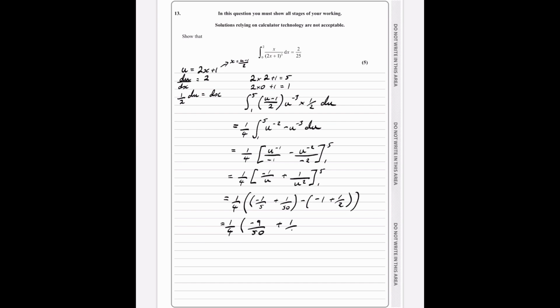Simplify everything, we get minus 9/50ths from the first one, and plus a half, which is a quarter of 16/50ths, and that simplifies to 2/25ths, which is what the question wanted.